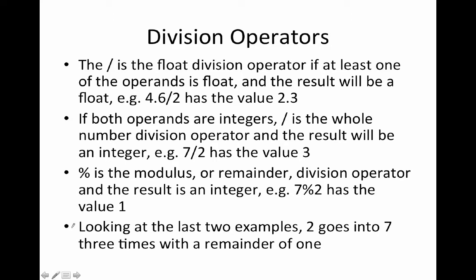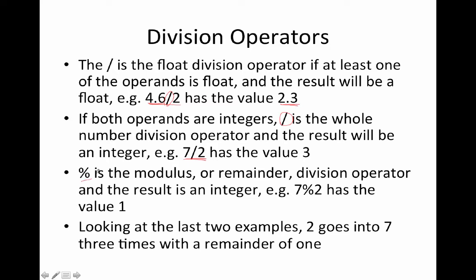So let's take a look at some of the division operators. The slash is the float division operator if at least one of the operands is float, and the result will be a float. So for example, in the expression 4.6 divided by 2, 4.6 is a float value, and that means that this slash is the float division operator, and we get a float value as a result, in this case 2.3. Now, if on the other hand both of the operands are integers, then the slash is the whole number division operator, and the result will be an integer. So for example, 7/2 has the value 3.